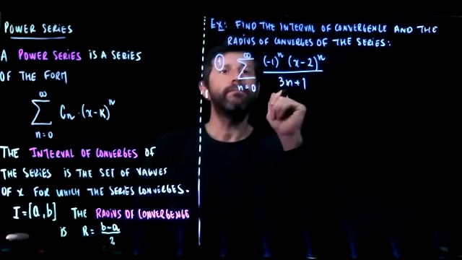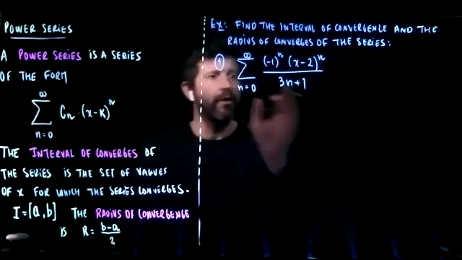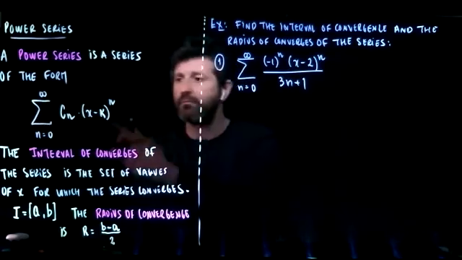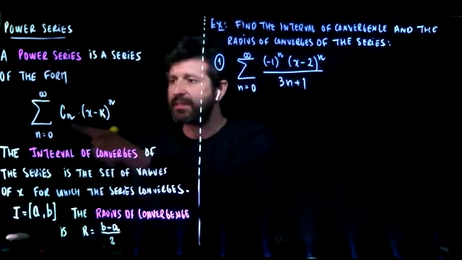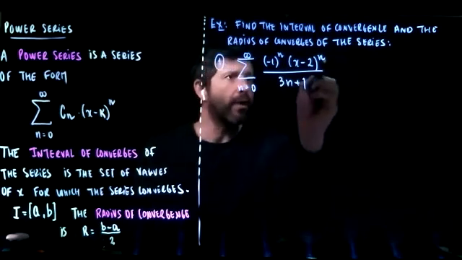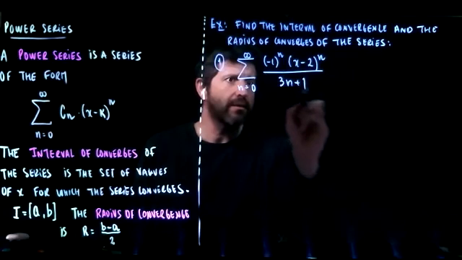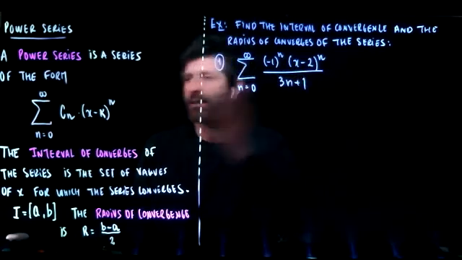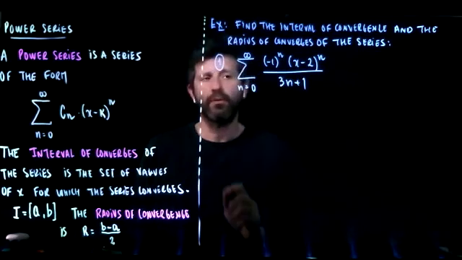Could you repeat that, please? Yeah. If you want to recognize the structure of the series, you have Cn and you have x minus k to the power n, x minus 2 to the power n. I see that term, and all the rest only depends on n. That's my Cn. In this case, my Cn is -1 to the power n over 3n plus 1. Good?